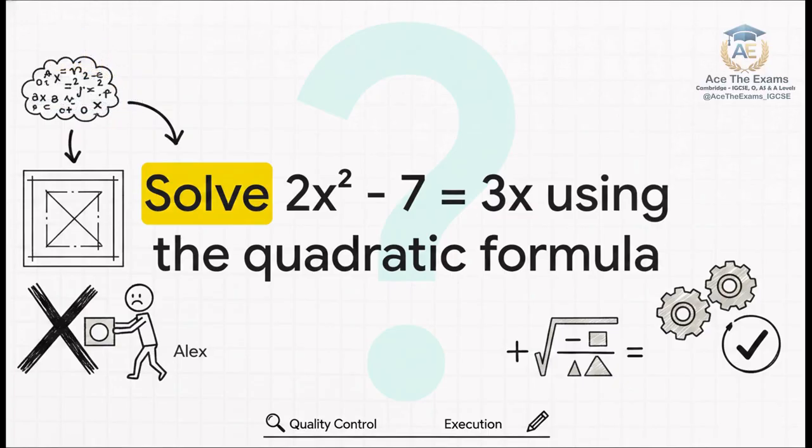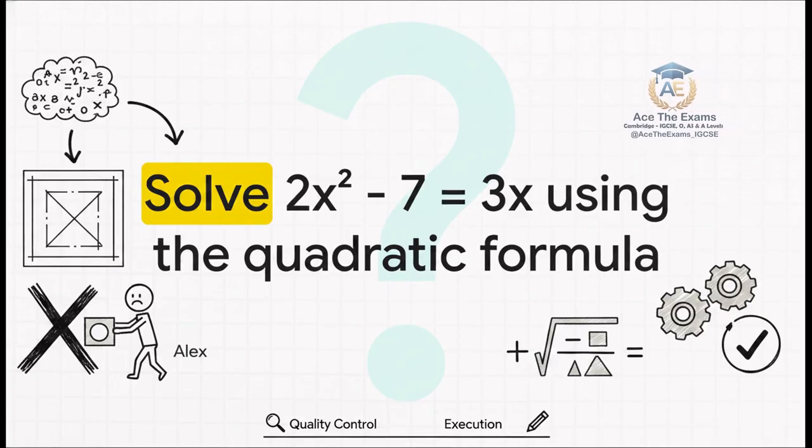You must subtract that 3x from both sides first to get 2x squared minus 3x minus 7 equals 0. Only then can you correctly identify your a, b, and c values to safely plug into -b plus or minus the square root of b squared minus 4ac all over 2a. Quality control comes first, execution comes second, always.